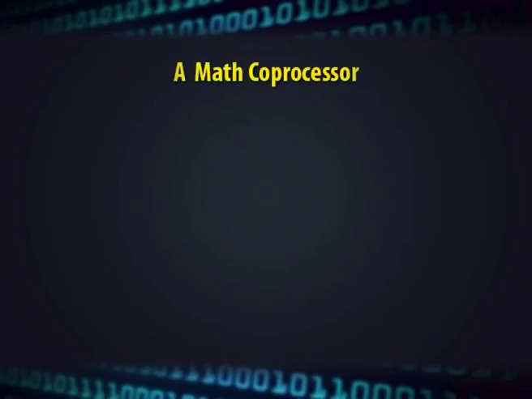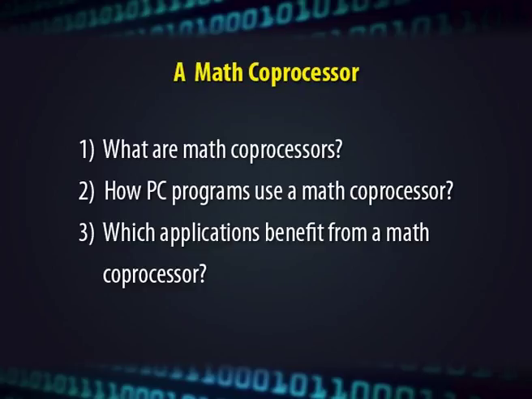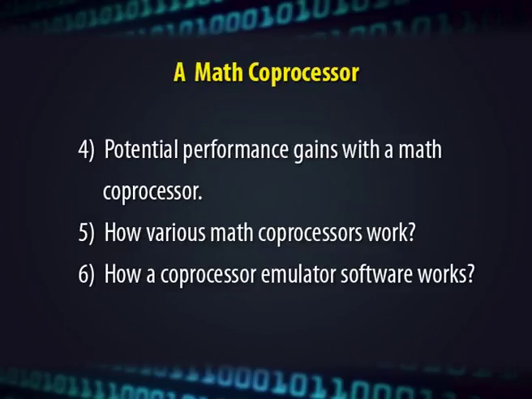So, let us start with the broad range of topics to be covered under math coprocessor. The topics are: first, what is a math coprocessor? Second, how PC programs use a math coprocessor. That means how the programs on the personal computer make use of a math coprocessor. Third, which applications benefit from a math coprocessor? Fourth is the potential performance gains with a math coprocessor. Fifth is how various math coprocessors work. Sixth is how coprocessor emulator software works.